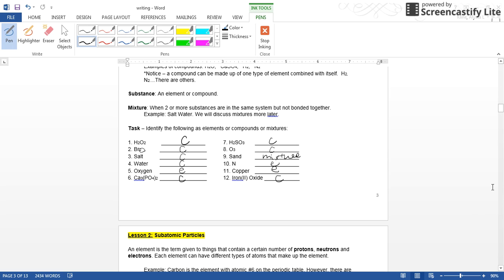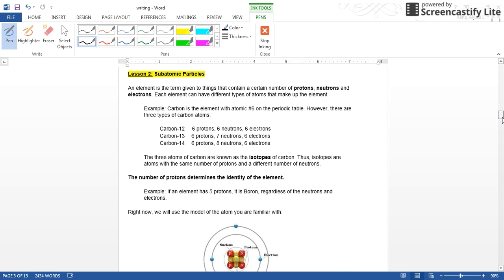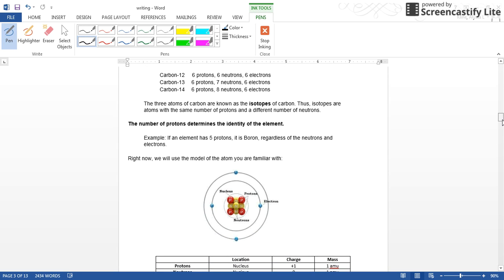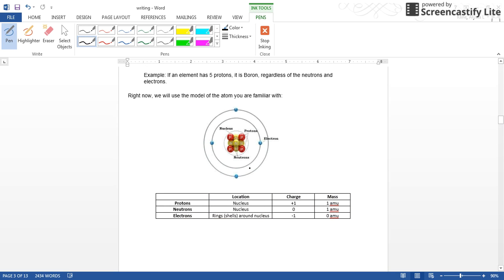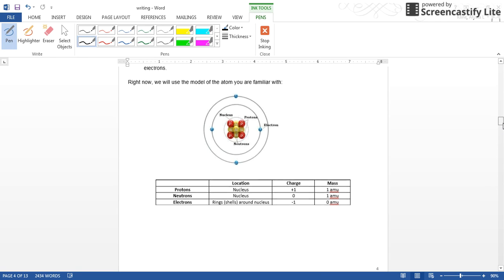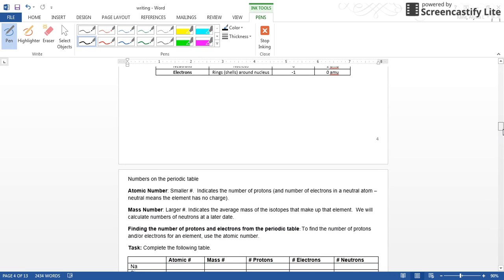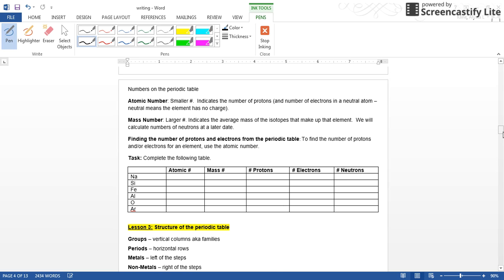All right, the next thing here is subatomic particles. You probably have heard this many times before in science classes. There are things called protons, neutrons, and electrons. We are going to talk more about these this year. For right now, we're just going to use the model you've talked about, which looks like this. I'm assuming neutrons and protons are in the nucleus and so forth, and electrons are around. You hopefully know the charges: protons positive, neutrons neutral, and electrons negative. We're going to work on these a little more with the numbers on the periodic table.